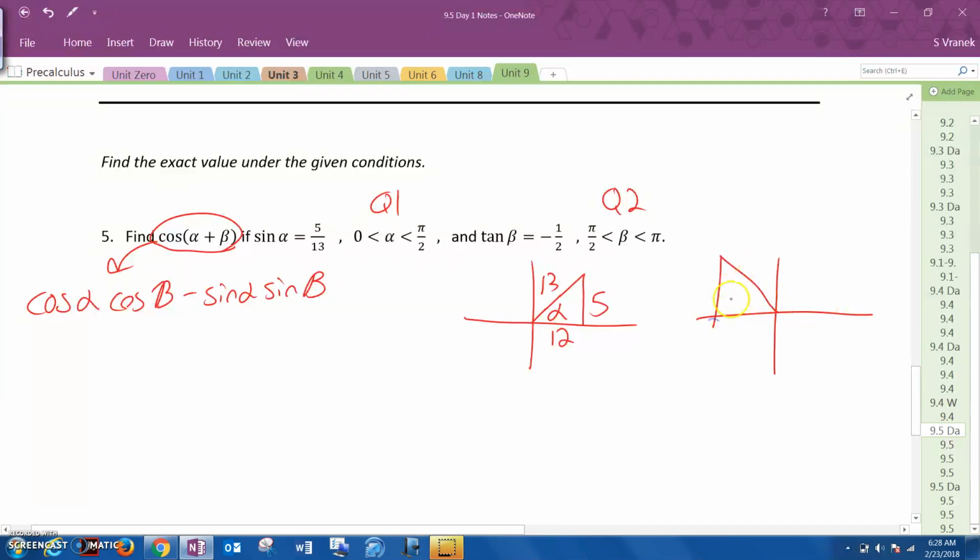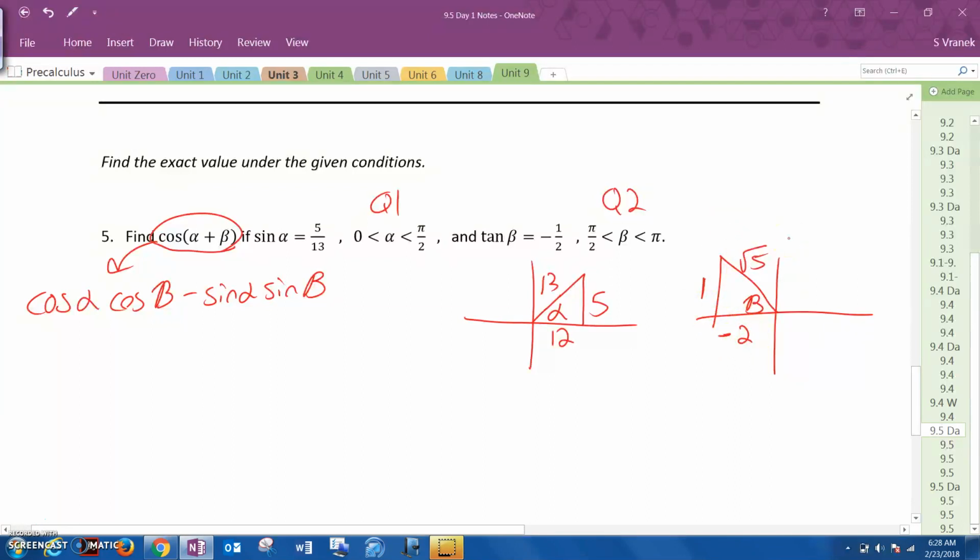Q2 will draw a triangle this way. Tangent is negative 1/2, so that means the tangent is y over x. Double check where the negative goes. It goes with the x because we're in Q2. I'm going to put the beta there just so I know that's my reference. And then, even though technically beta is that angle, we have to do Pythagorean theorem. 4 plus 1 is 5, so this is root 5.